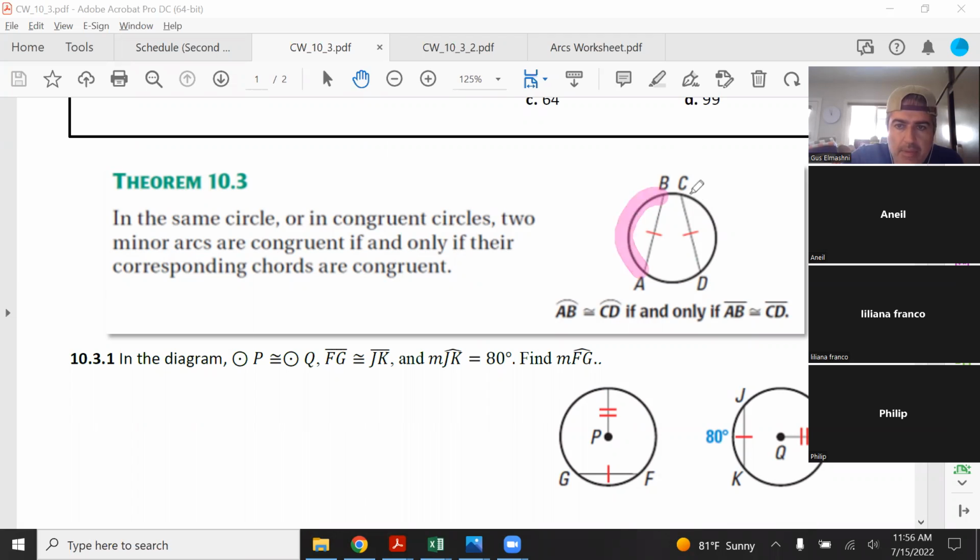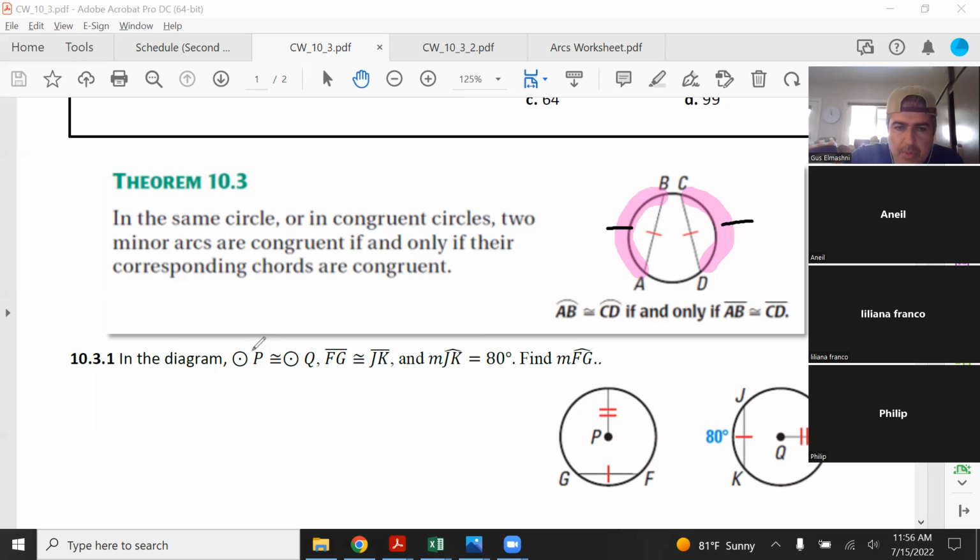AB is the same as CD, then the arcs that form them are also going to be the same. So if arc AB is congruent to arc CD, then segment AB is congruent to segment CD. I hope that seems intuitive.